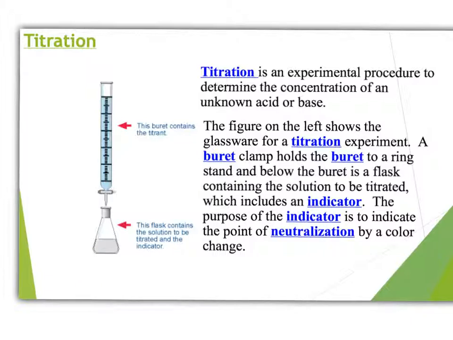So we will know the amount of acid and base used in the experiment, and we will know the strength of either the acid or the base. The titration is done to calculate the strength of the unknown chemical.